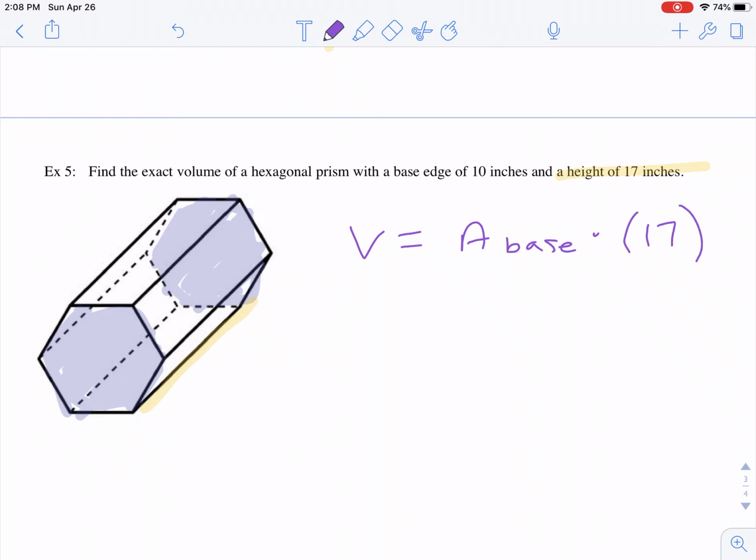So the key to this problem is going back and remembering how to find the area of a hexagon. And I'm going to have you give that a try. You have perimeter times apothem over 2. Okay, so that's just a little hint on something you're going to see tomorrow.